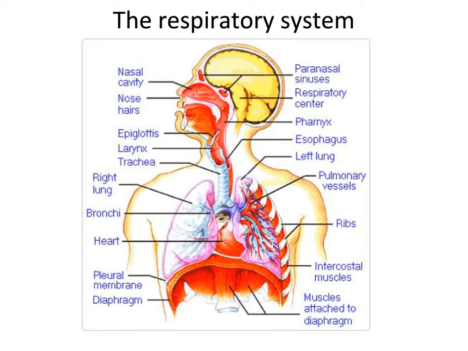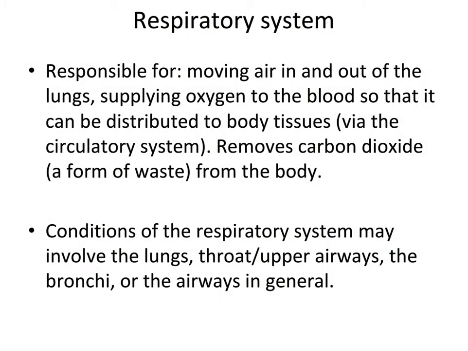As seen here, the respiratory system includes airways, lungs, the heart, and associated muscles that allow us to take in air and oxygen and supply our cells and muscles. In addition to the supply function, the respiratory system also removes carbon dioxide waste from the body. Conditions that impact the respiratory system may involve the lungs, throat and upper airways, the bronchi, or lower airways.